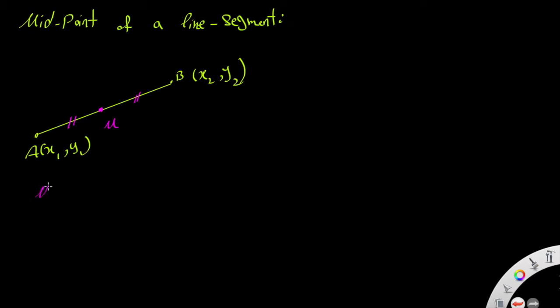Now it's so easy to find M. We know that each point has two coordinates. The x coordinate, which is the halfway of x1 and x2, so x1 plus x2 divided by 2. And the y coordinate, which is y1 plus y2 divided by 2. So M will be the midpoint of line segment AB.